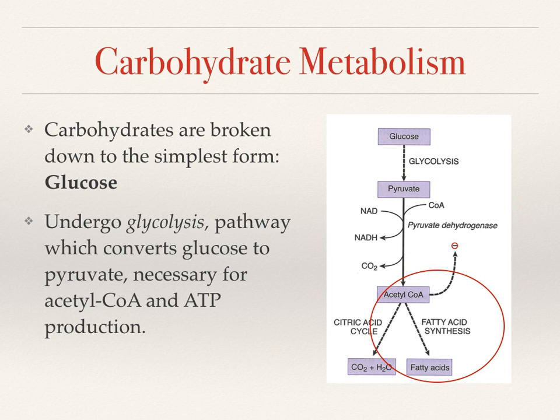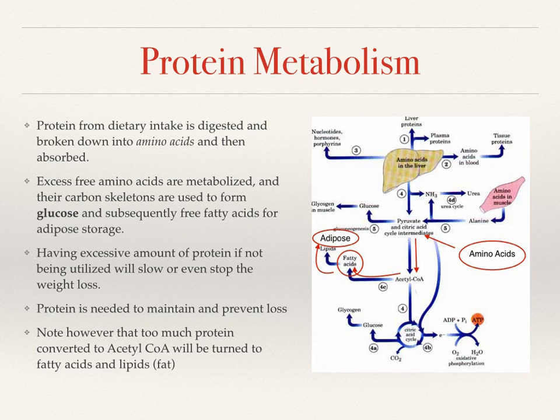Continuing with carbohydrate metabolism, carbohydrates are broken down into the simplest form, glucose. They undergo the glycolysis pathway, which converts the glucose to pyruvate, and that's necessary for acetyl-CoA and ATP production. So this slide outlines the specific steps between the generation of glucose and acetyl-CoA, which feeds into the Krebs cycle. Please note that an excess amount of acetyl-CoA has a negative feedback, and that will cause conversion into fatty acids with excessive carbohydrate intake.